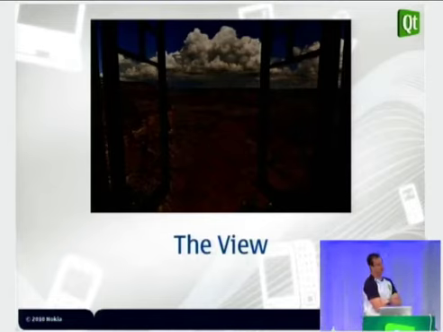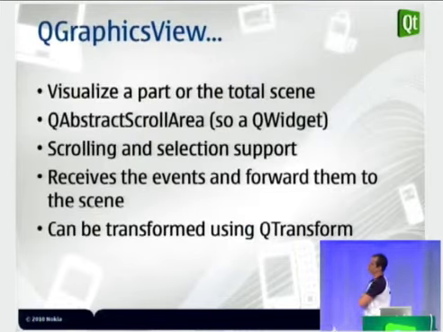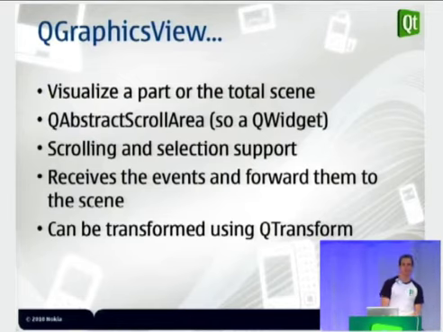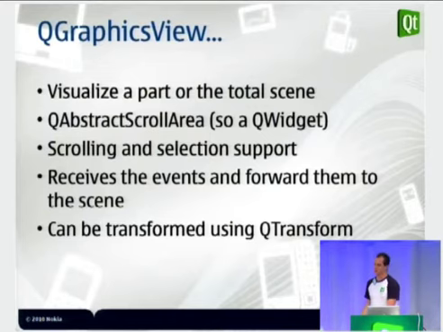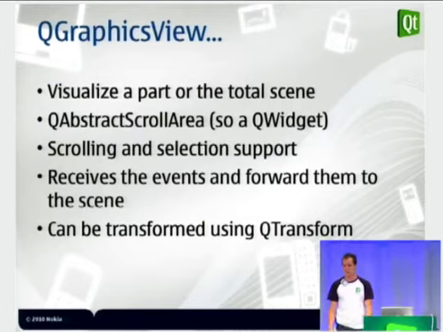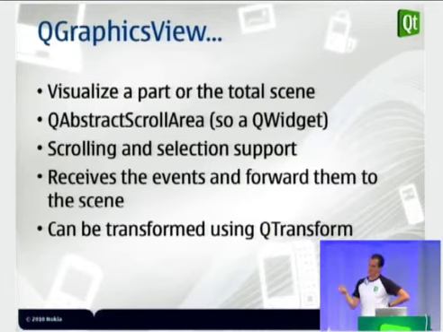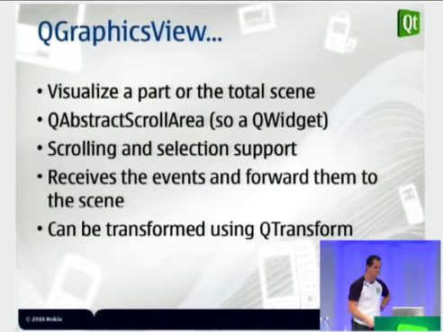The view. So it's QGraphicsView, right? As I said, it visualizes a part or the complete scene. It's a QAbstractScrollArea because it supports scrolling, so you can navigate in the scene with the view, with the mouse, for instance. And if it's a QAbstractScrollArea, then it's a QWidget, which means that it can be top level, it can be put into a layout, and so on. Everything that you get from QWidget, you have on the graphics view. So, scrolling support. It also has selection support. You can grab your mouse and select items inside with a rubber band, for instance.